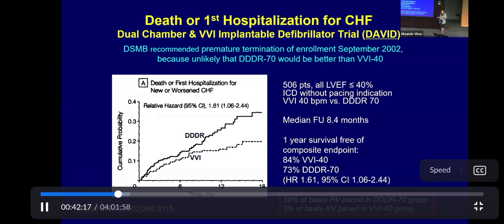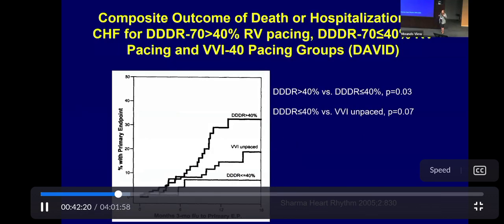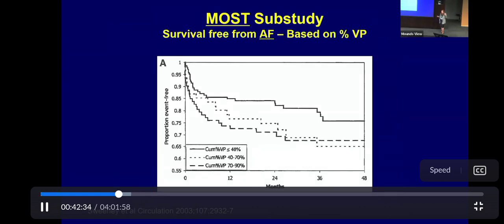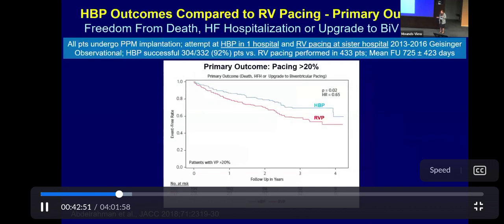This is for first hospitalization or worsening heart failure, and then what percentage of pacing. We have a lot of studies looked at here: over 40% compared to less than or equal to 40% was the number. Then this was a pacemaker study that looked at dual chamber versus single chamber pacing for pacemaker patients, and again that 40% number bore out for survival free from AF too. So not just heart failure, but also worsening AFib.